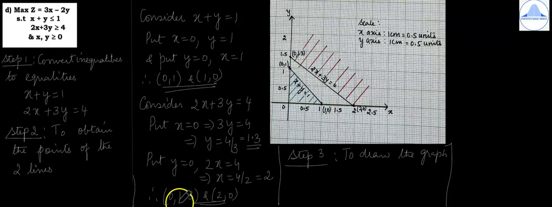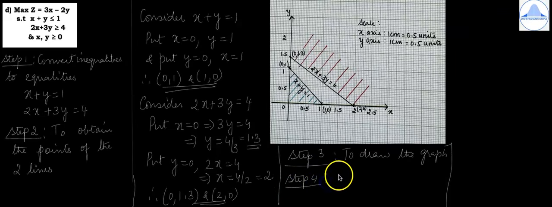1. Take the next point (0, 1.3). So this is 1.5 and this is 1. So the third line in between 1 and 1.5 will be 1.3. So this is (0, 1.3) and this point is (2, 0). Join these 2 points by a straight line, and on that line you write 2x plus 3y is equal to 4.